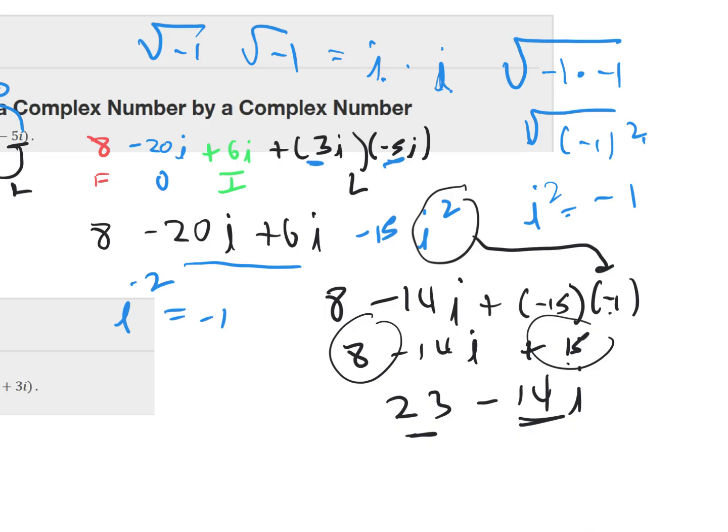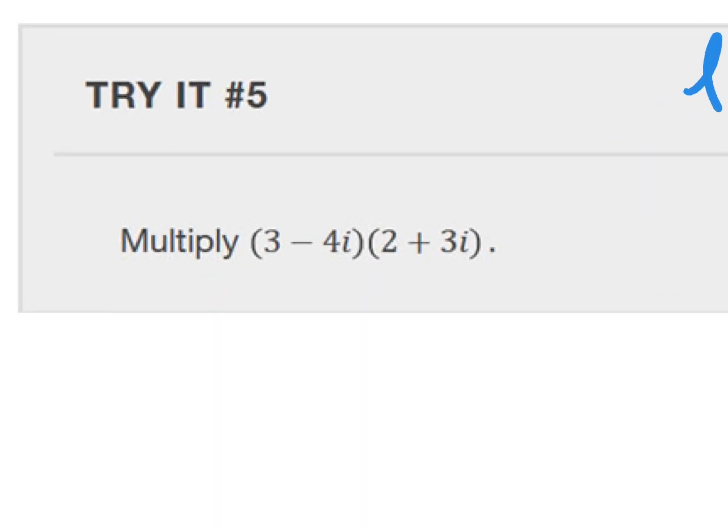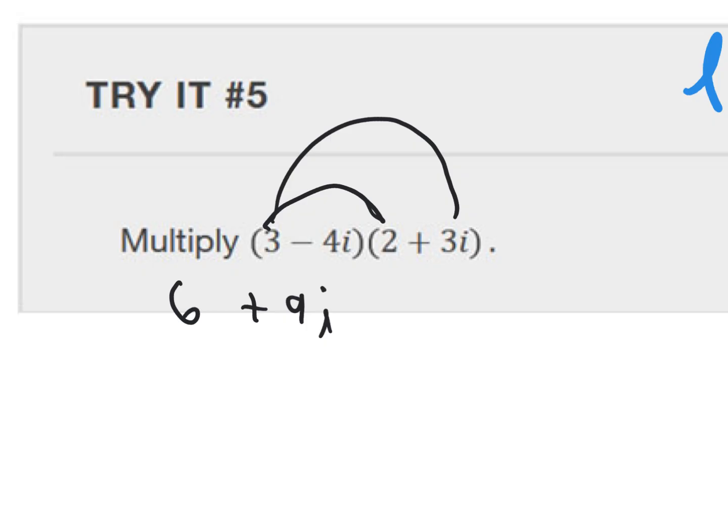Let's see, what were the steps? Try this one. Okay, let's do this one. Again, first times first, 6. Outer, 9i. By the way, this is try it number 5. It should be labeled in your notes. Inner, negative 8i.